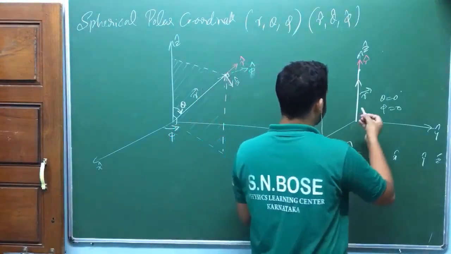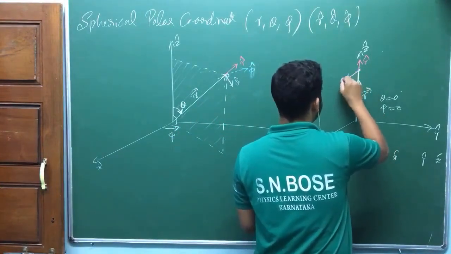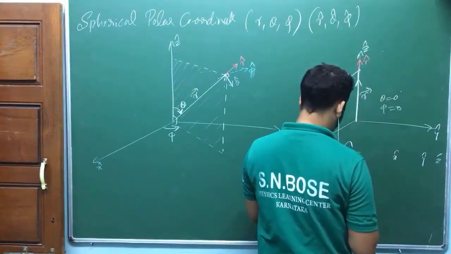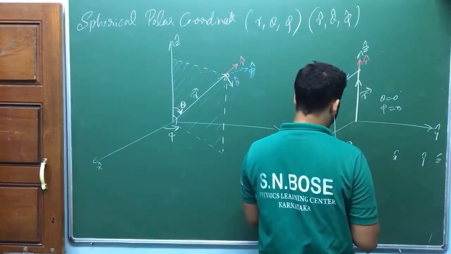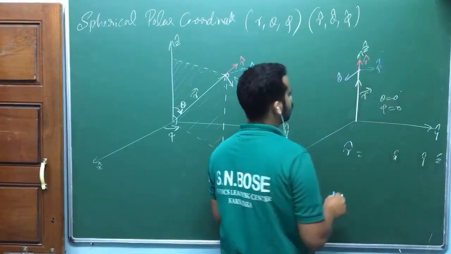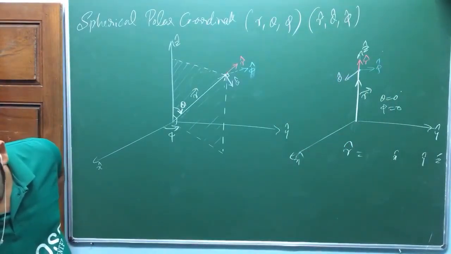Actually, whatever he has taken, I think it is going to be like this. Theta cap will be like this. And R cap cross theta cap, phi cap would be like this. I hope so. Let me check that out later, or you just work it out. Phi cap will be like this, okay? Yeah, I think this is the right one.